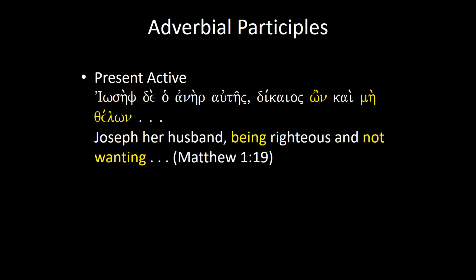Here's a present active participle. Yosef de ha aner autes. Now Joseph, her husband, dikaios on, being righteous, kai me thelon, and not wanting. This is where Joseph is deciding to divorce Mary quietly. If you were engaged in the first century in a Jewish context and you want to break an engagement, it requires a divorce. So you could run down the list of these different options we said a moment ago. We said while. Joseph, while he was righteous. Maybe it's cause, maybe it's since he was righteous. So you can run down all these different options to see which one makes the most sense in context.